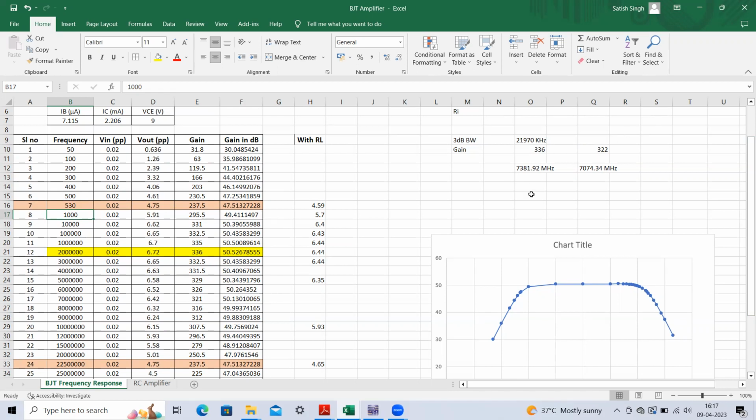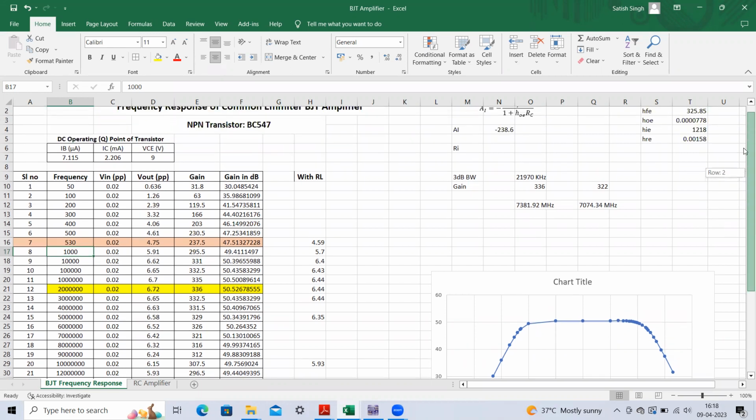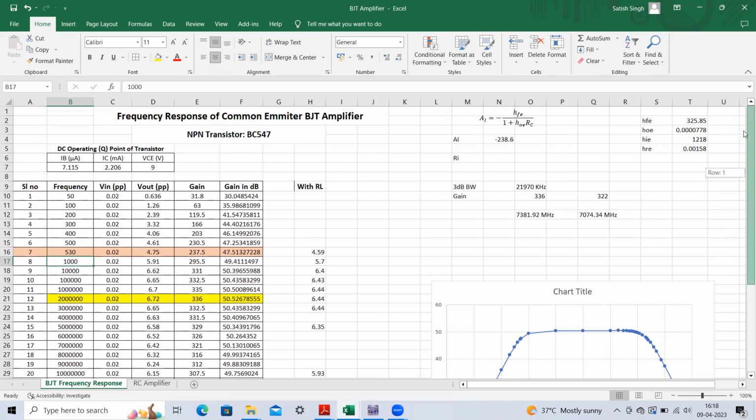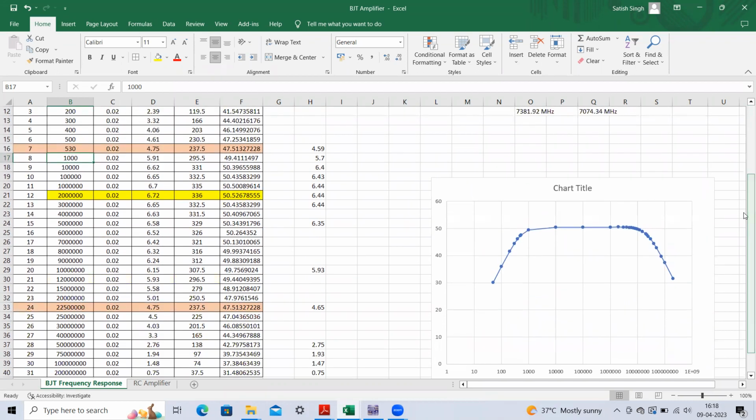So here one important parameter we are generally interested in is the gain bandwidth product. Gain bandwidth product means the 3 dB bandwidth multiplied with the gain. If you multiply, this value is normally coming out as 7381.92 megahertz. Normally the gain bandwidth product of multi-stage amplifiers is always constant, even if you connect one more stage. That we will do in the analysis in the next video.